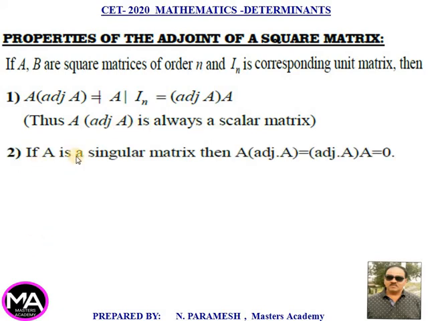Second point, if A is a singular matrix, then A into adjoint A is equal to adjoint A into A is equal to 0.